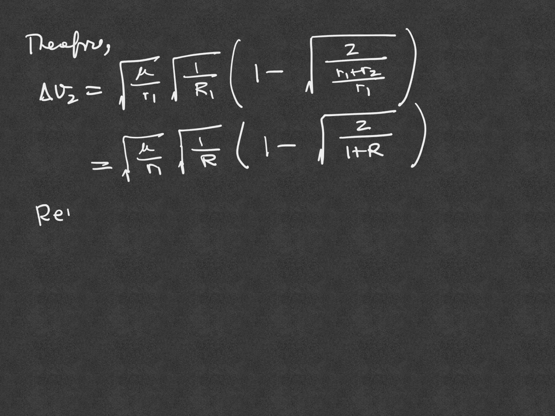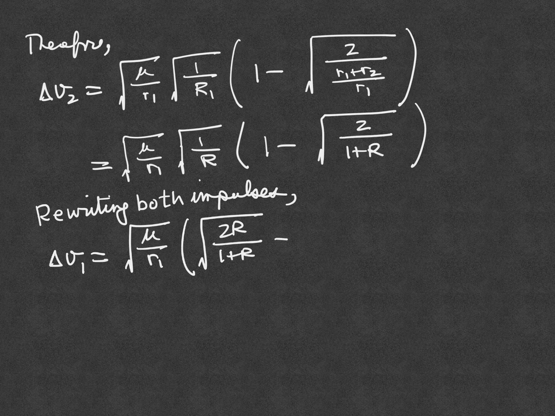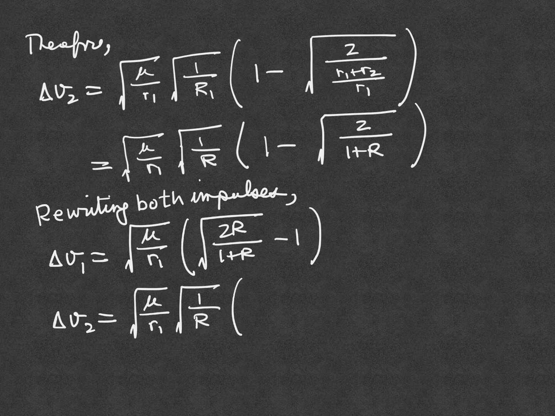So rewriting both impulses, we obtain delta V1 is equal to the square root of mu over r1 times the square root of 2r over 1 plus r minus 1, and delta V2 is equal to the square root of mu over r1 times the square root of 1 over r times 1 minus the square root of 2 over 1 plus r.